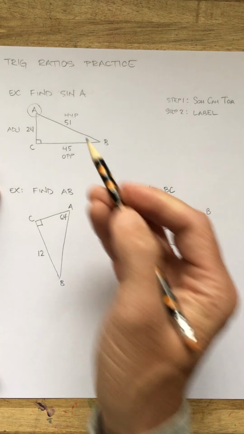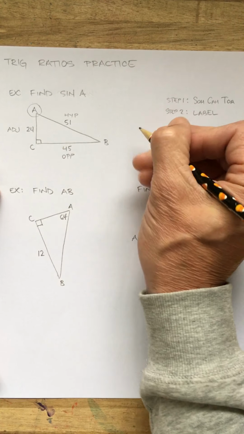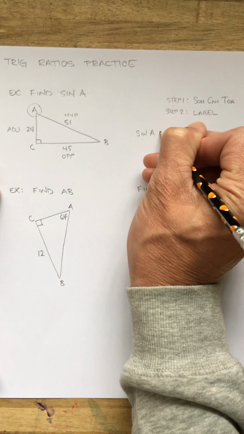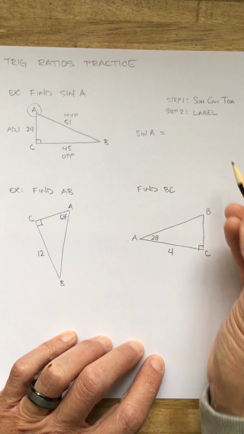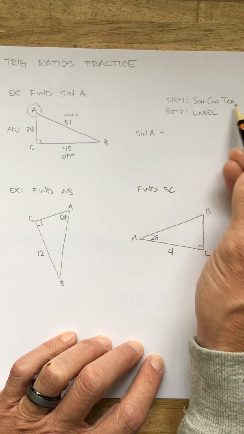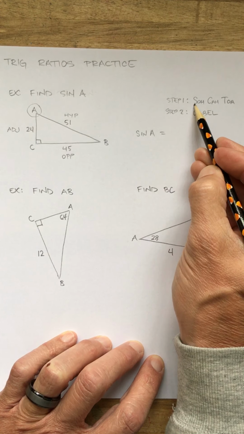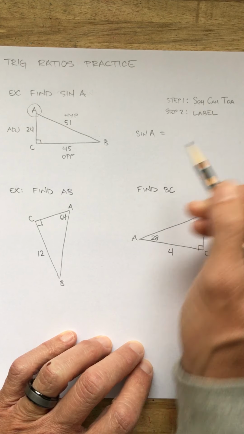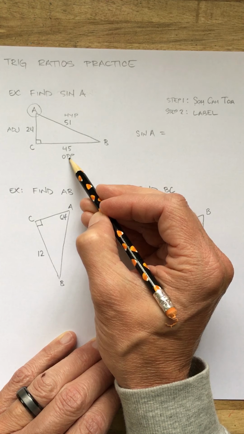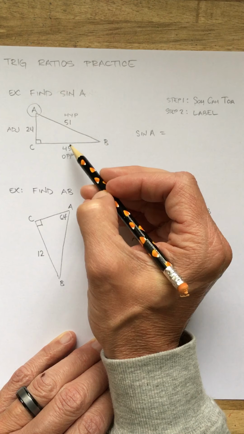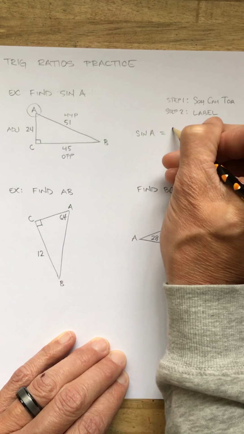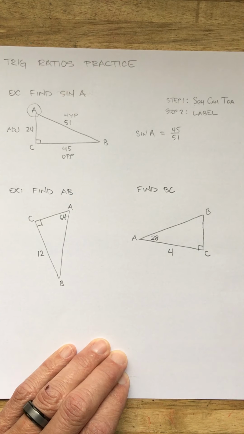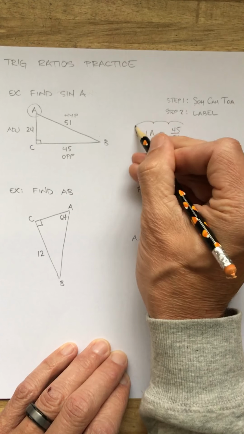We're done. Ready? It says find the sine of A. So you write down the sine of A equals, keep in mind, if you look at SOHCAHTOA, S is sine, it says to write down opposite over hypotenuse. So all you have to do is write down opposite over hypotenuse. That's 45 over 51, and we are done. Okay, there's the answer for that guy.